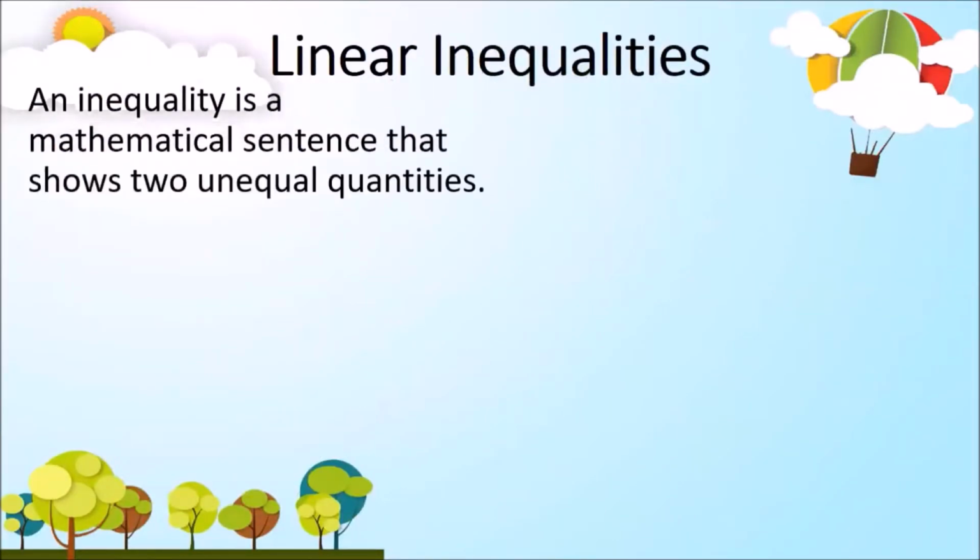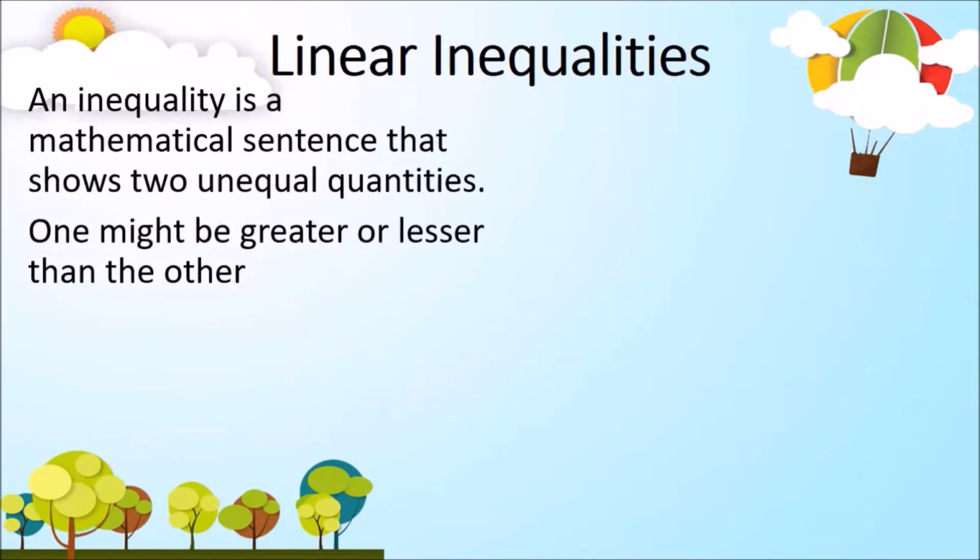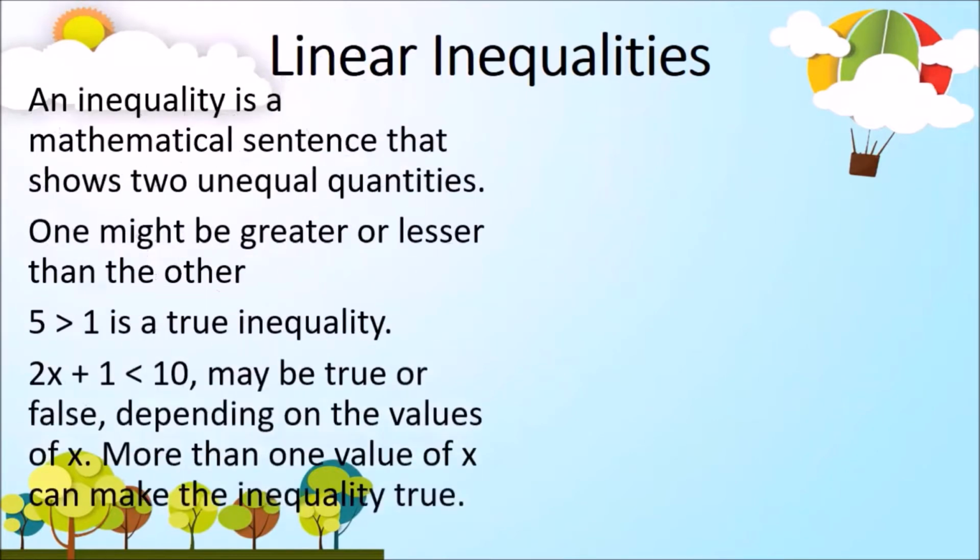An inequality is a mathematical sentence that shows two unequal quantities. So one might be greater or lesser than the other. 5 is greater than 1 is a true inequality because 5 is bigger or larger than 1. And 2x plus 1 less than 10 may be true or false depending on the values of x. So more than one value of x can make the inequality true.